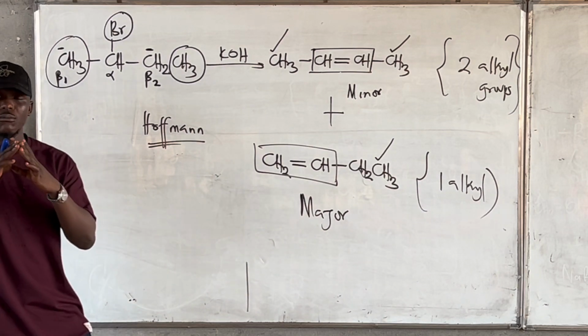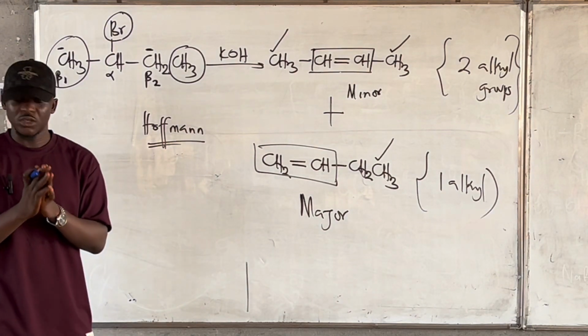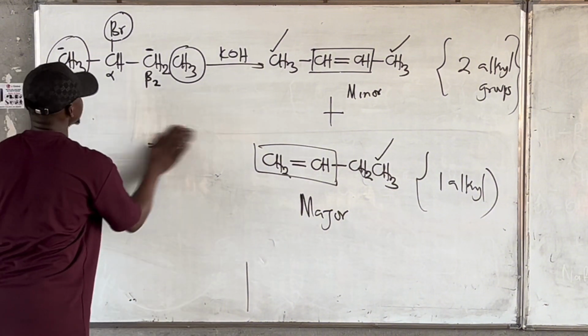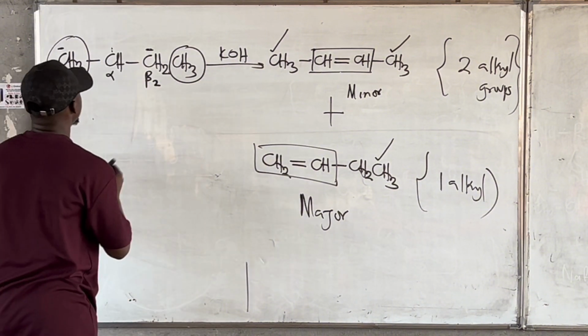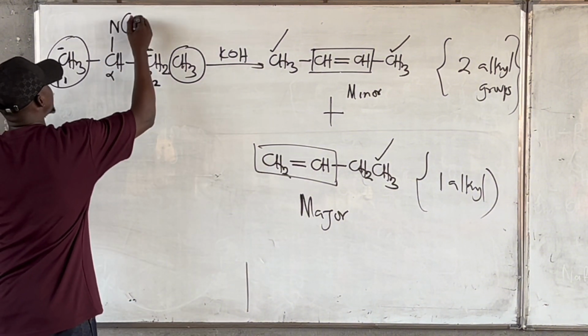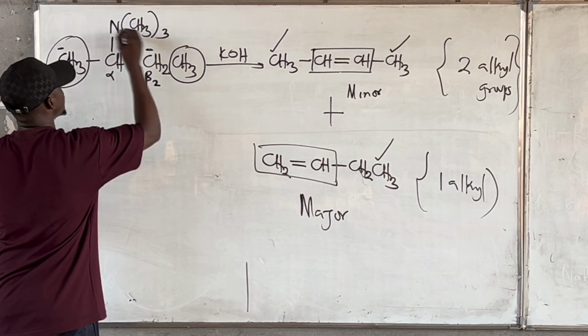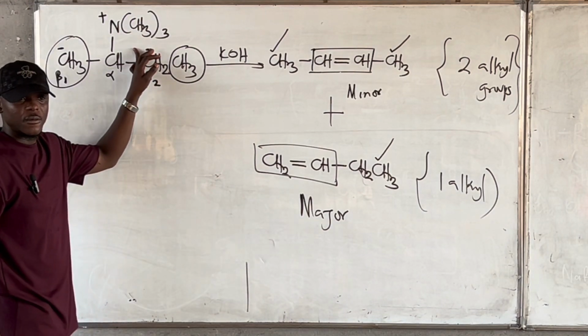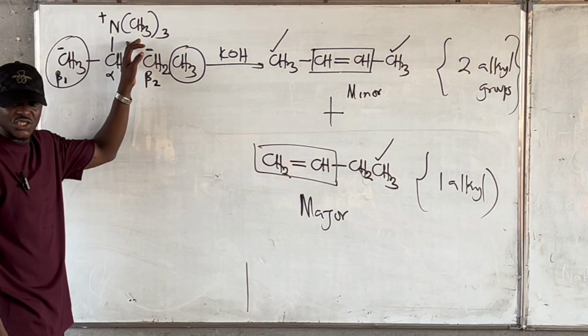Now, but there are some substrates that will be given to us. Like, imagine I come here, I remove this, and I put NH3 plus. Imagine I have this leaving group. This is a bulky leaving group, and this is charged.